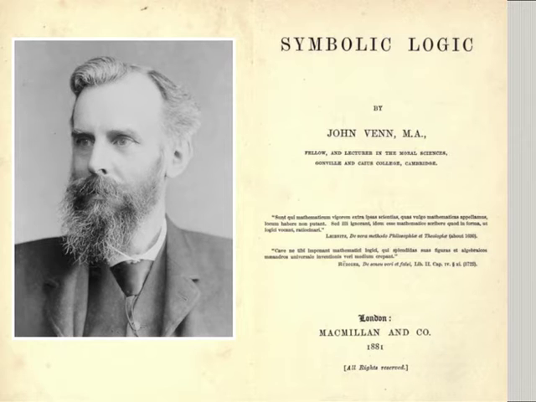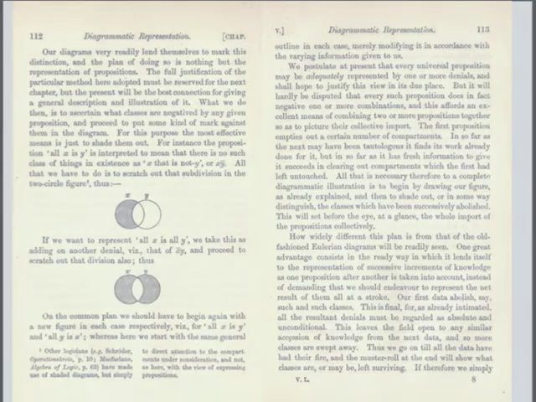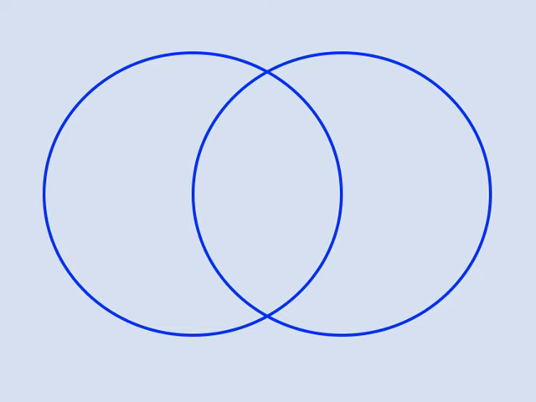The purpose of a Venn diagram is to give a visual representation of the relationship between sets, that is, collections of things. Venn diagrams are traditionally drawn using overlapping circles, but other shapes can also be used. So for example, we may have two sets.